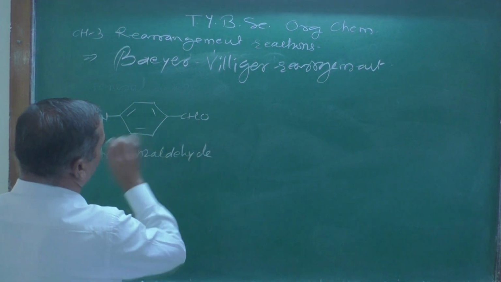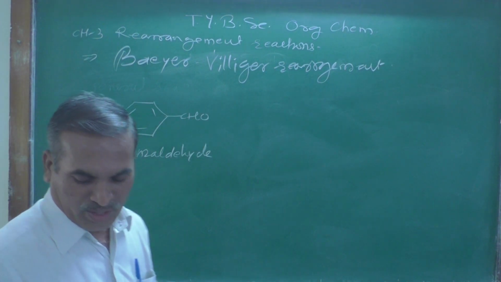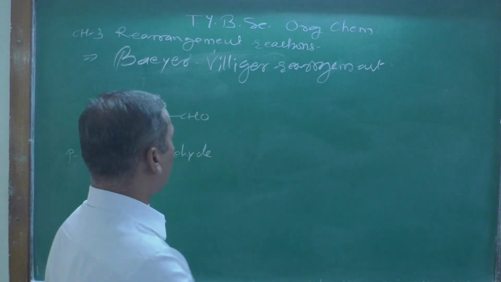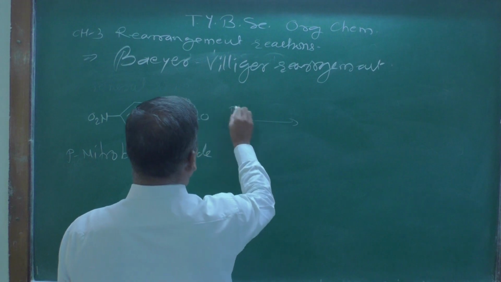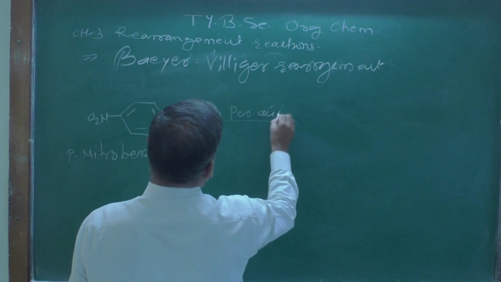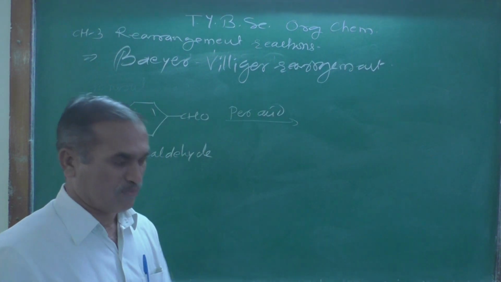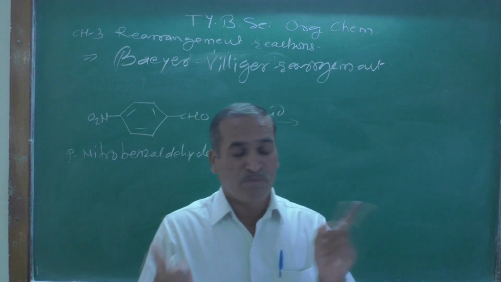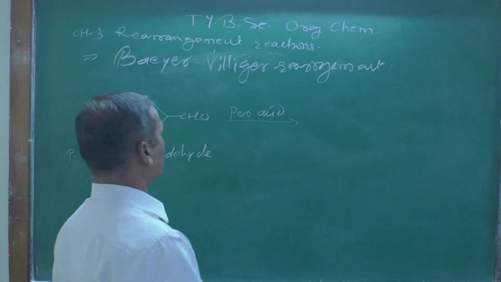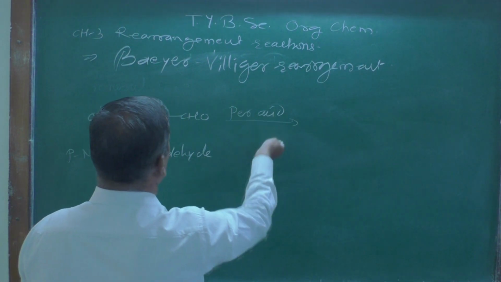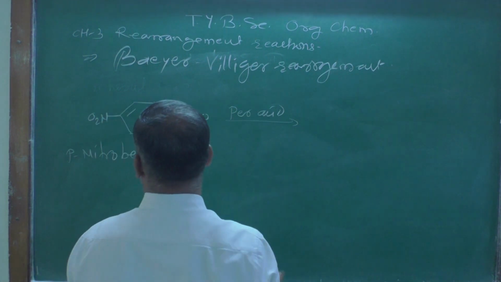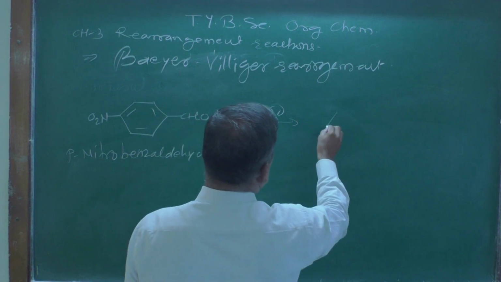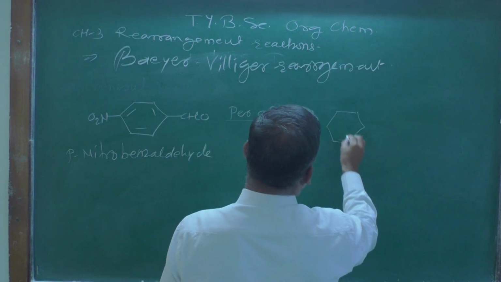So this is the name of this compound. When this compound is treated with peracid, as we know, peracid means performic acid, peracetic acid, perbenzoic acid, metachloroperbenzoic acid. These are the peracid names, and they give the product here like this.